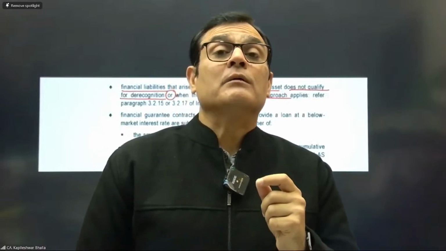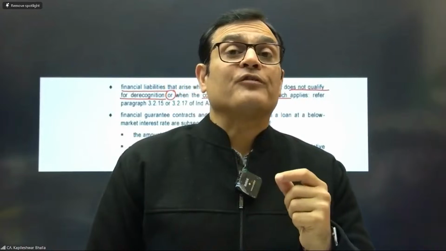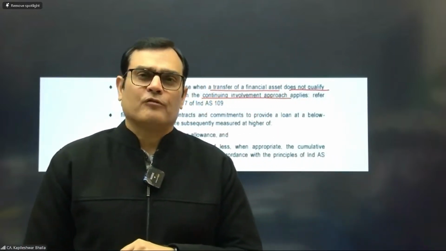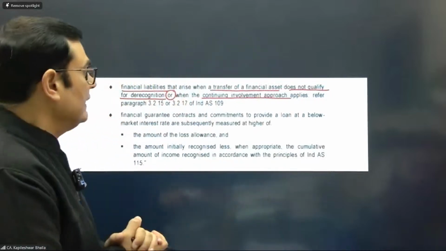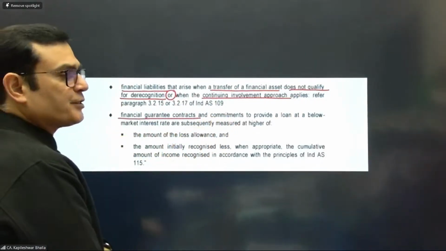Sometimes when you remove the financial asset from the books of accounts, the removal may not lead to a removal of the financial asset, but will lead to the creation of a financial liability. Don't get worried. I'm saying sometimes when you are trying to remove the financial asset from the books of accounts, the financial asset doesn't get removed, but instead a financial liability gets created. That is like a fourth category. And then it says that there are financial guarantee contracts.